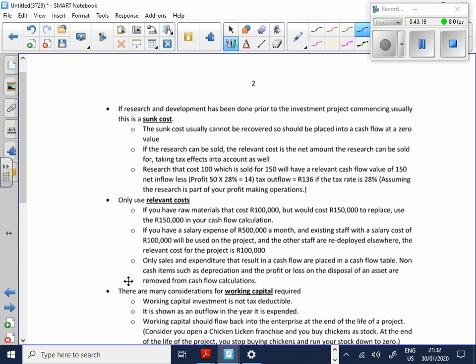Guys? It says if research and development has been done prior to the investment project commencing, usually this is a sunk cost. What is a sunk cost? So I'm going back to MAC 3701. What's a sunk cost? Okay, I've spent it. No matter what I do, I'm not going to get it back.